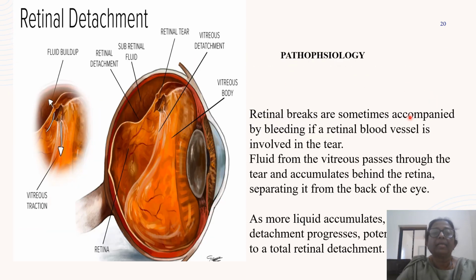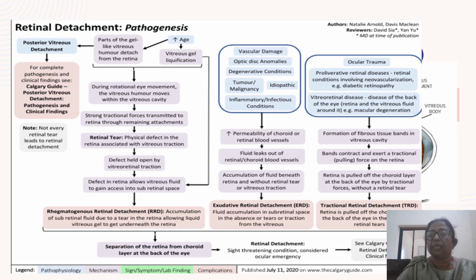Retinal breaks are sometimes accompanied by bleeding if a retinal blood vessel is involved in the tear. Fluid from the vitreous passes through the tear and accumulates behind the retina, separating it from the back of the eye. As more liquid accumulates, the retinal detachment progresses and can lead to a total retinal detachment. So here you can see the pathogenesis, pathophysiology, mechanism, signs and symptoms and complications.